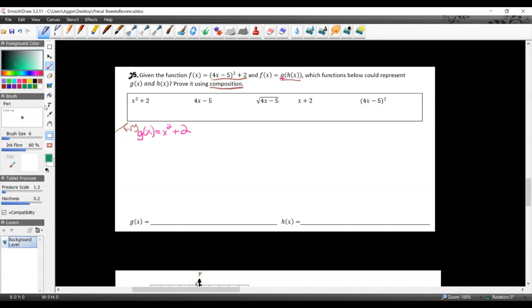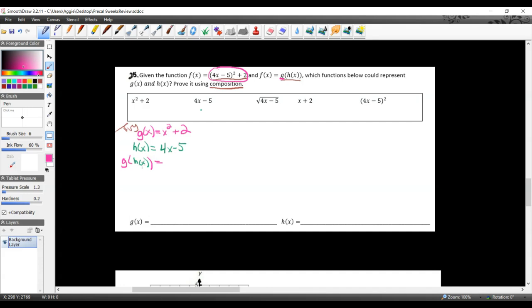So let's let h of x equal, we'll try the next one right next to it, 4x minus 5. What I'm going to do is the composition, g of h of x, and see if I get this answer right here. So this is the goal. We're trying to get this.